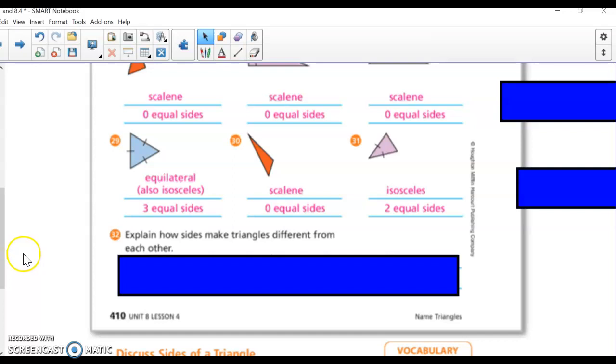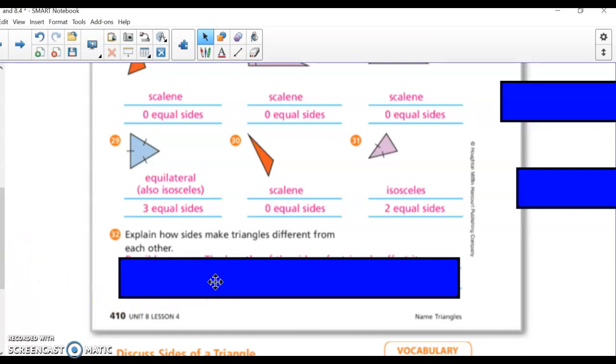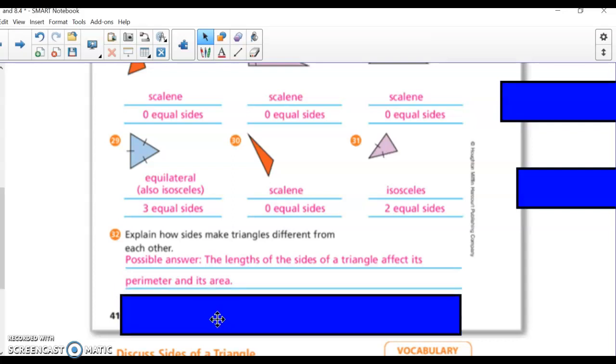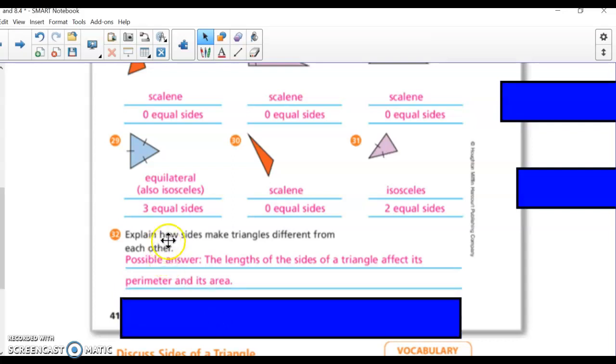Okay? And explain how sides make triangles different. What we're thinking about is this is what's getting you ready to go into 5th grade. We don't do area and perimeter with triangles. We do some perimeter, but next year you will do a lot of that. And the different lengths, we're going to give it a different perimeter and area.